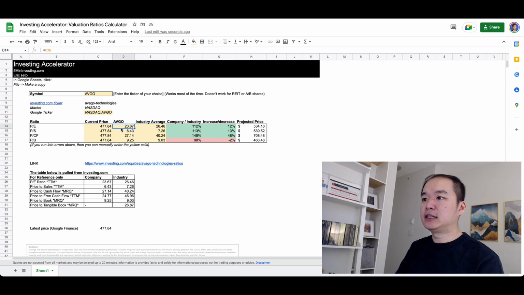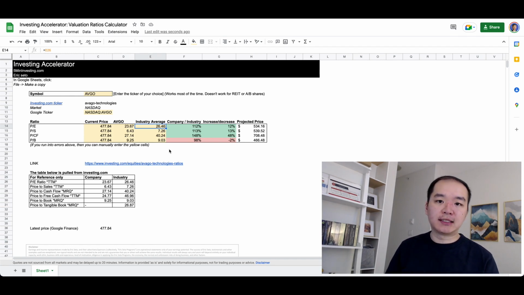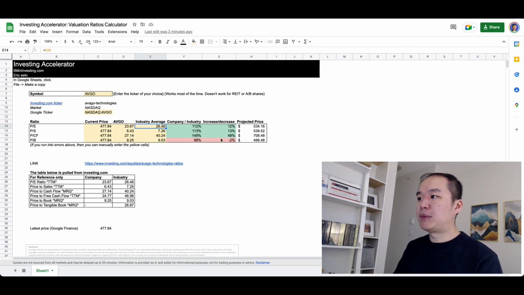Here you can see the ratio for AVGO is 23.6 at the moment, and the industry average is 26. So this represents that AVGO is undervalued compared to the industry by 12%. This means there's a 12% upside for AVGO. The current price is $477, so the projected price is $537.